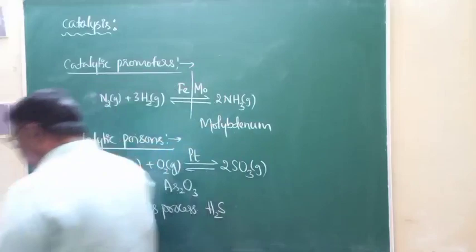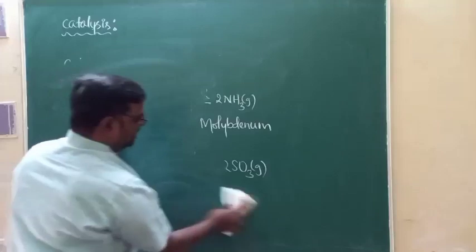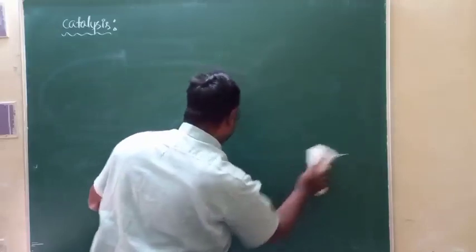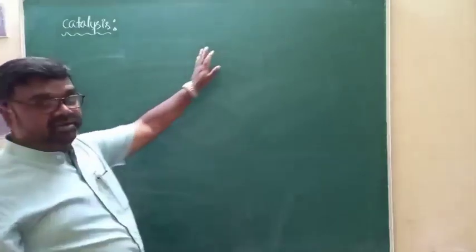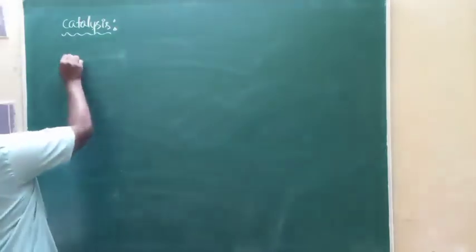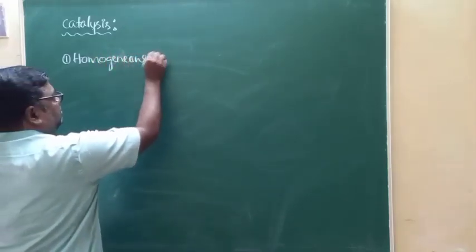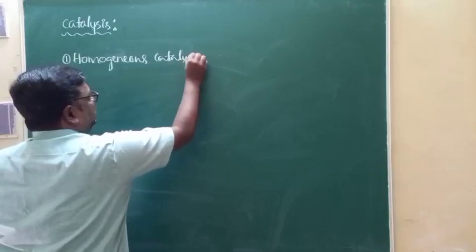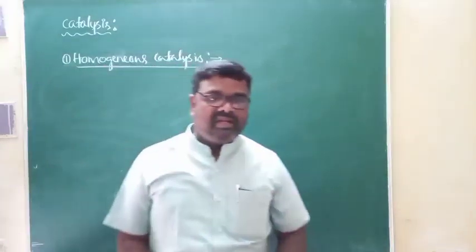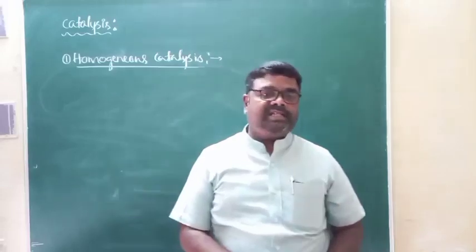Now at this moment, we'll go for the next discussion, that is classification of catalysis depending upon the physical states of reactants and catalysts. The catalysis can be classified into two types based on the physical states of reactants and catalysts, and that will be homogeneous catalysis. Another is heterogeneous catalysis. This is the classification of catalysis. Catalytic reactions can be classified into two types: homogeneous catalysis and heterogeneous catalysis.